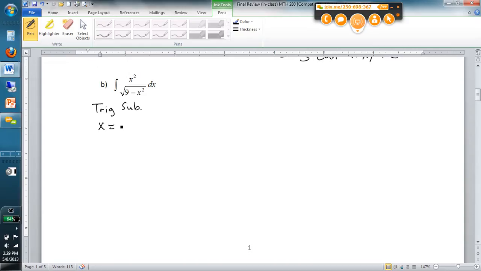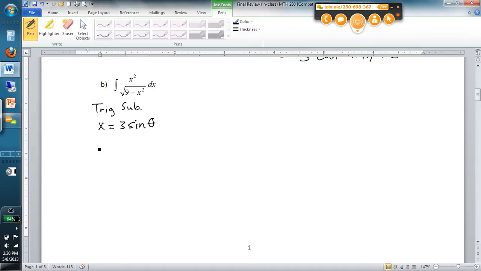And again, it's based on whether you have something minus x squared or x squared minus something. If it was x squared minus something on the bottom, that would be secant. If it is x squared plus something, that's tangent. This is 9 minus something squared, so that's sine. So I'm going to let x be 3 sine theta. Why 3? Because I've got 9 there, so I'm going to square it, so it's going to be 9 there.